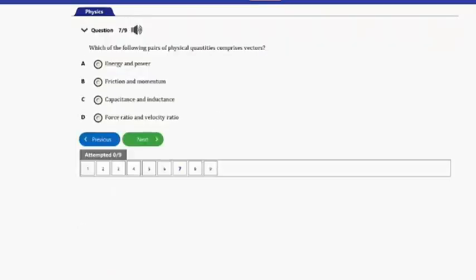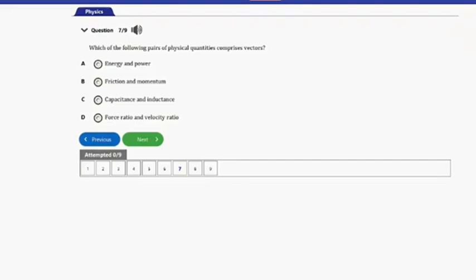So the next question we have here is question number 7. It says, which of the following pairs of physical quantity comprises of vectors? Alright, we have A, energy and power, B, friction and momentum, C, capacitance and inductance, D, force ratio and velocity ratio. So guys, the answer to this question is option B here, friction and momentum.